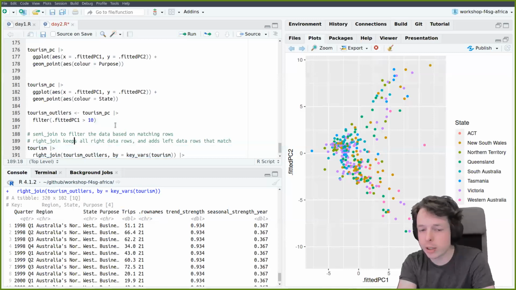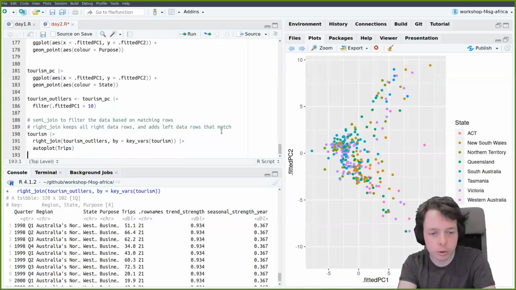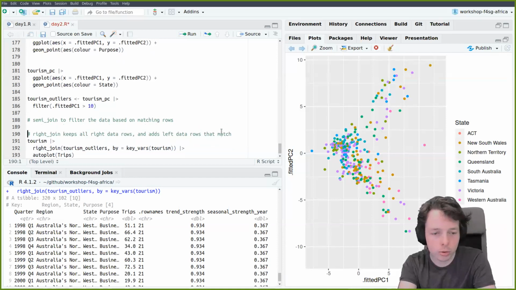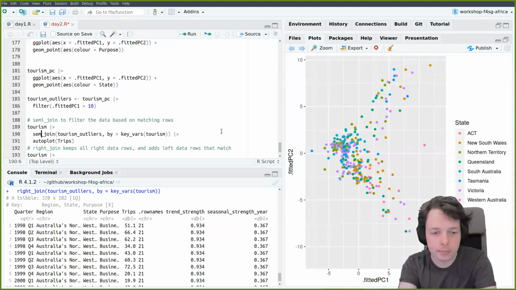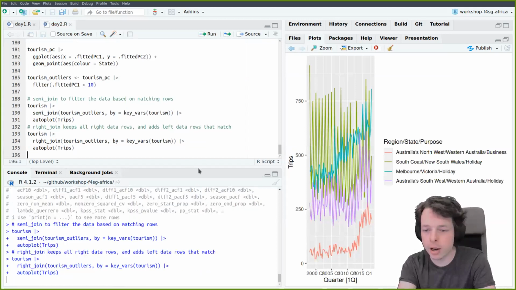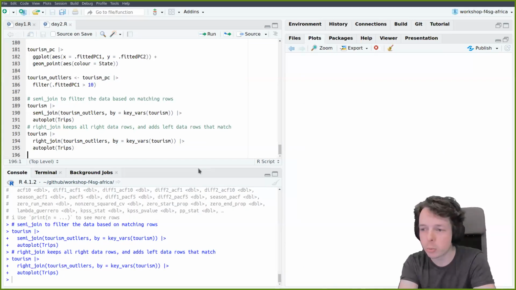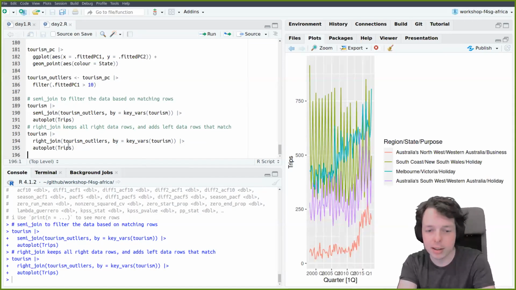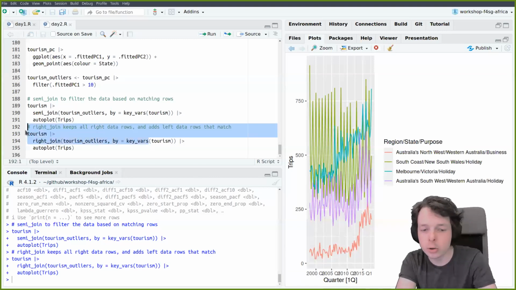A left join is very similar, but it keeps everything in the left and adds from the right. So I'll show you both of those in the code that I will provide later. In this case, the semi-join and the right join make no difference to the plot that we get. But it does make a difference to the data set that is produced. We just happen to not use that extra information when we use the right join.